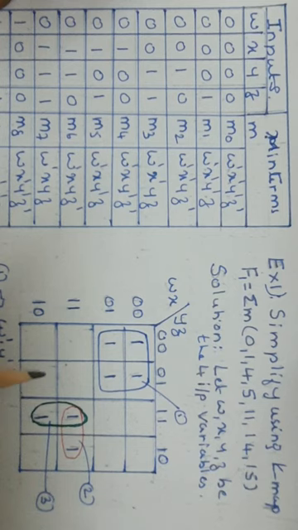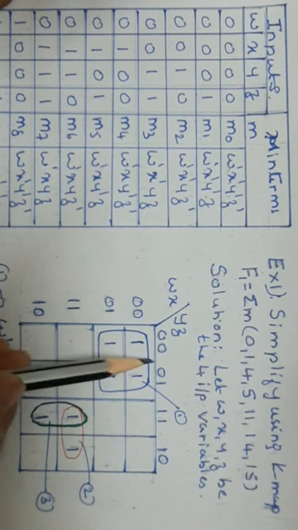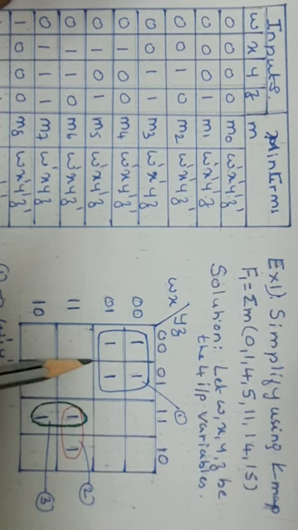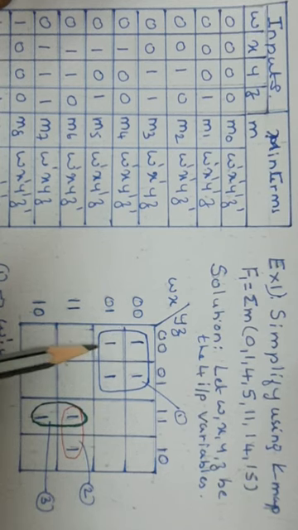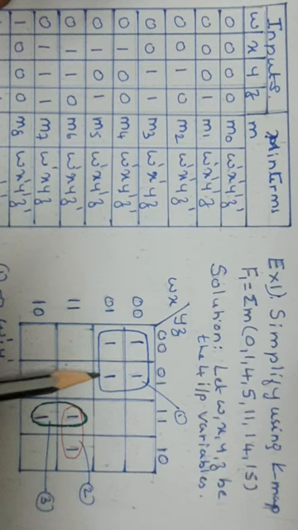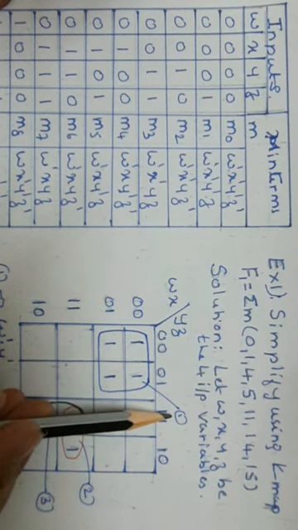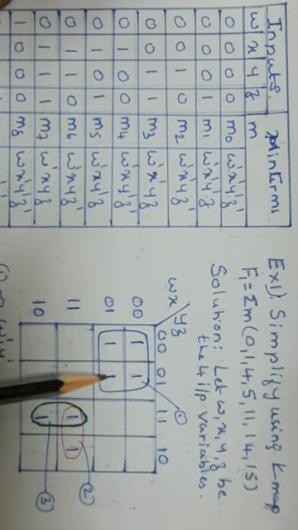Then we have to see for a quad, a group of 4 ones. So this is a group of 4 adjacent ones. On this line, if you take a fold, these two fall on these. Then again if you take a fold, all fall in one square, meaning all these four are adjacent. So this is a group of four adjacent ones, a square. We have marked it as group 1.